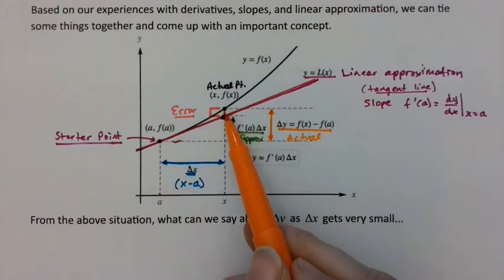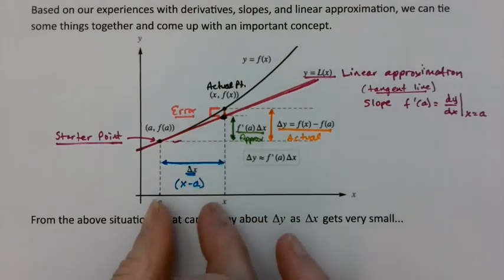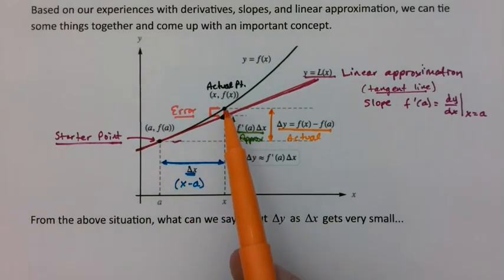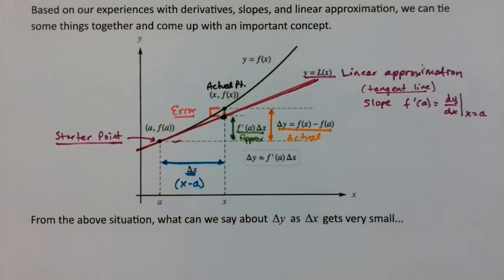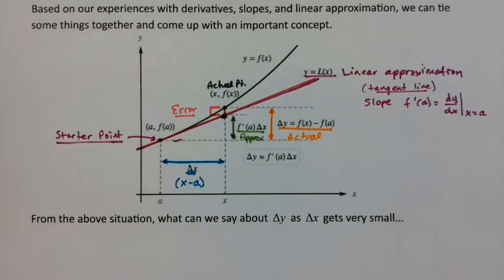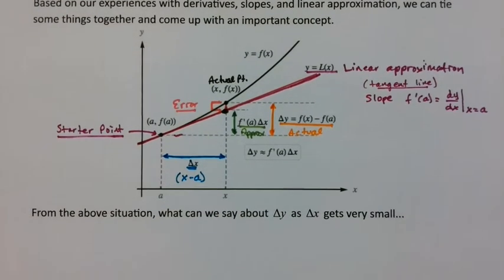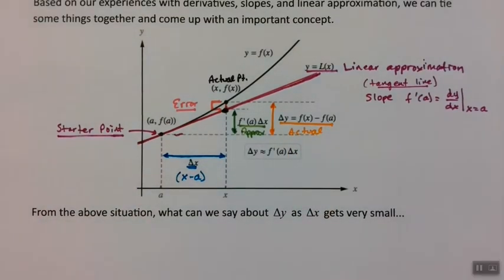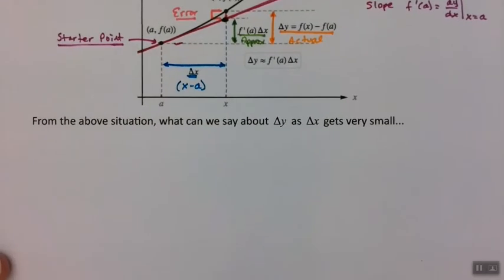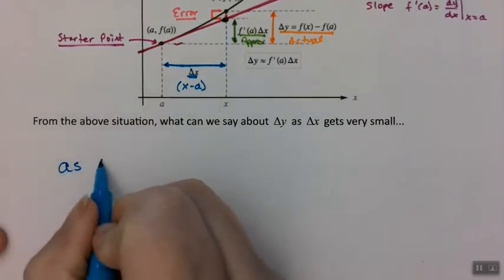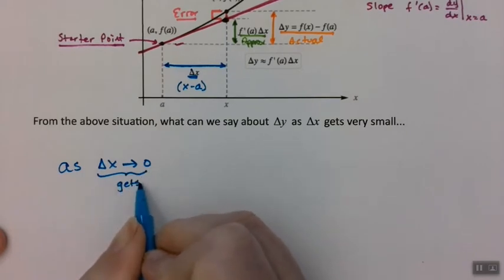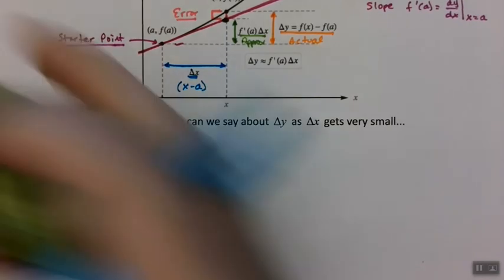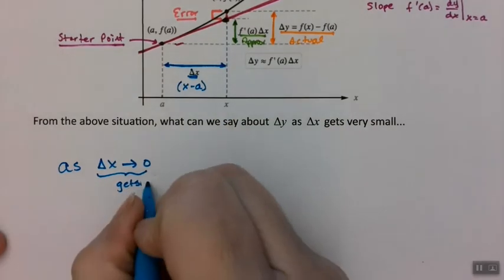And you can imagine if I slide this point over, if I make the delta x smaller, then that change in y would get smaller and smaller as well because the curve and the line are getting closer and closer to each other. And that leads us to what we would say about delta y, which is this value right here, as delta x gets small. So I would say as delta x gets small, in other words, delta x goes to 0, gets small.